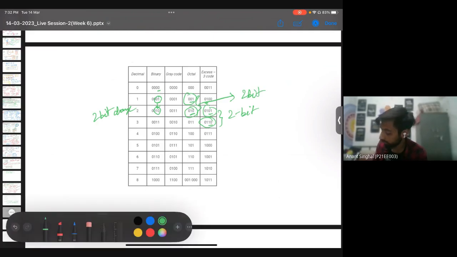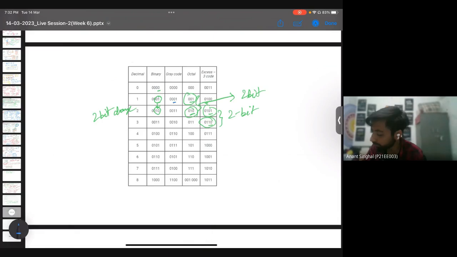Once you check Gray code, what you'll notice is there is always a maximum of 1-bit change in each and every consecutive code. You can see there is a 1-bit change here, then a 1-bit change here. Then if you check here, there is only a 1-bit change. Then only this bit and this bit change. Then again this bit and this bit are getting changed, and then this bit and this bit.